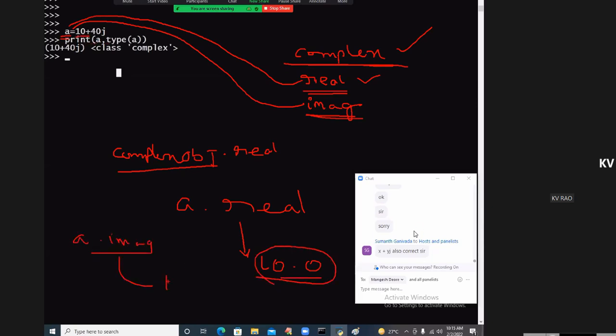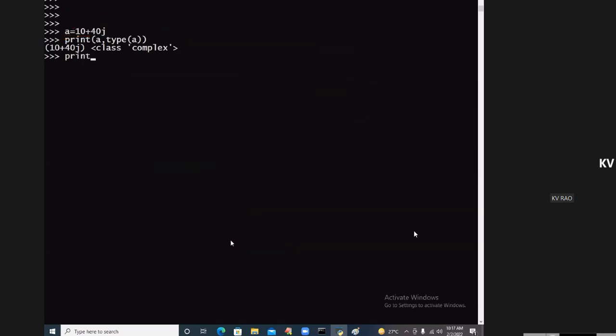A.imag will print the data as 40.0. It will print 10.0 and then 40.0. Print of a.real. I'm saying a.real, see that 10.0. Next, I'm saying a.imag, I'm getting 40.0. Internally, real part and imaginary parts are available in the form of floating point.